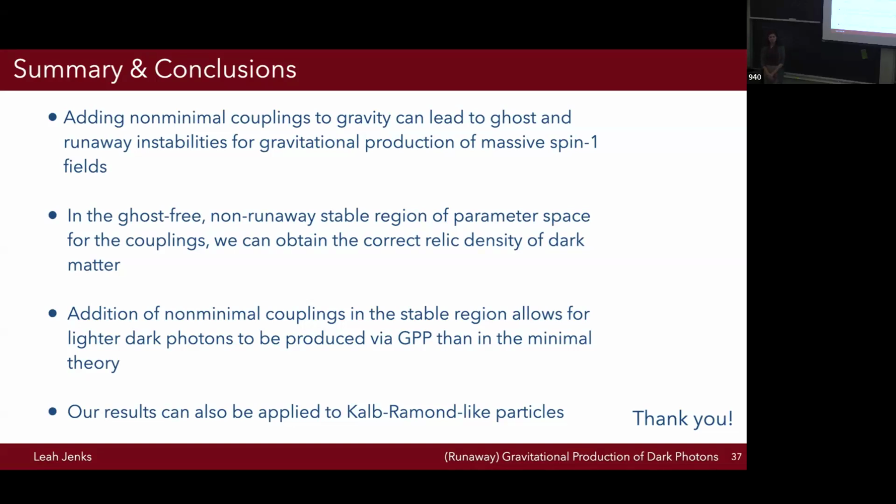Could you comment a bit on the UV completion for the Kalb-Ramond case? For the spinor, of course, you can fix it, but is there a similar understanding for the Kalb-Ramond? Yeah, so in this case for the Kalb-Ramond, again, we just considered it as an EFT. Depending on who you ask, I think there's not necessarily a good UV completion that's not string theory. So beyond that, mostly people just think about it in terms of the EFT, but yeah, it's a good question.